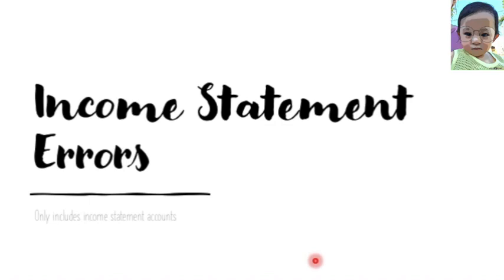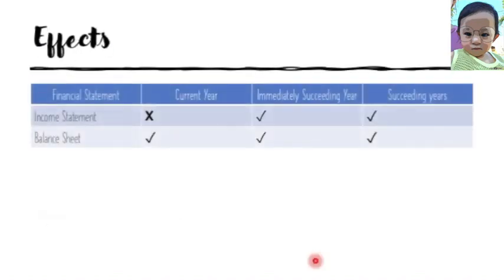Next is income statement errors. Income statement errors only include income statement accounts. So the income statement for the current year is correct, meaning the net income is correct. However, the individual balances are incorrect. The balance sheet, since it only involves income statement accounts, is not affected. So it's correct. In fact, even the retained earnings is correct, because your net income is correct, it follows that the retained earnings is correct. And it only affects the current year.